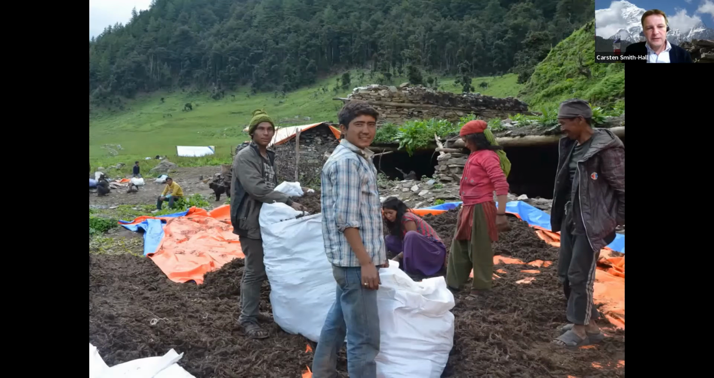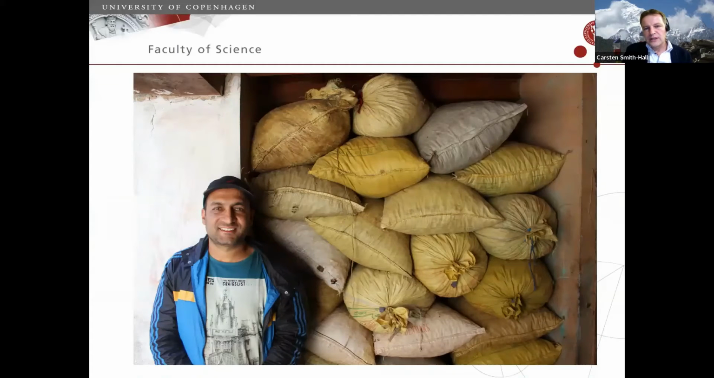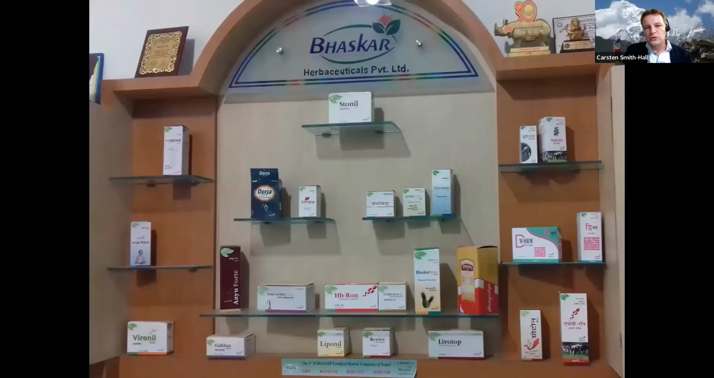But eventually these plants here, they are harvested, they're air dried, and then they are put in bags, traditionally in gunny bags, and then they are transported down to the roadheads, and then eventually to processors, and then to consumers. This is a photo from a pharmacy where you can see all these beautiful products, and you can pick up, in case of the rhizomes we just saw here, for instance, a hair tonic or whatever it is that you need.